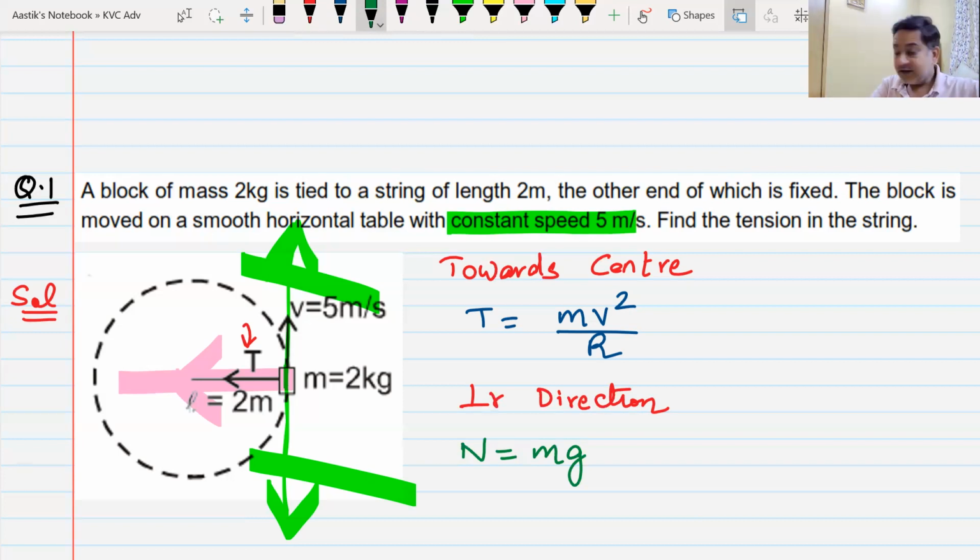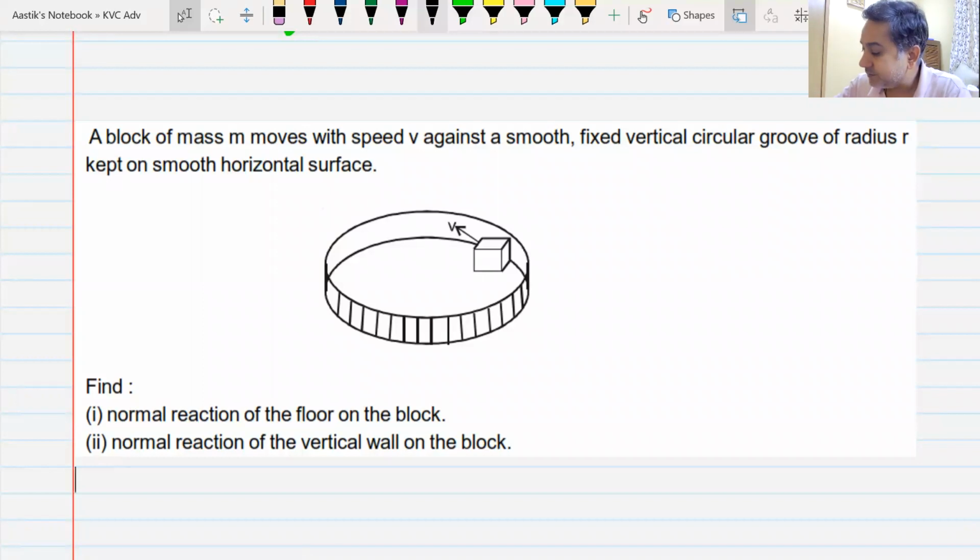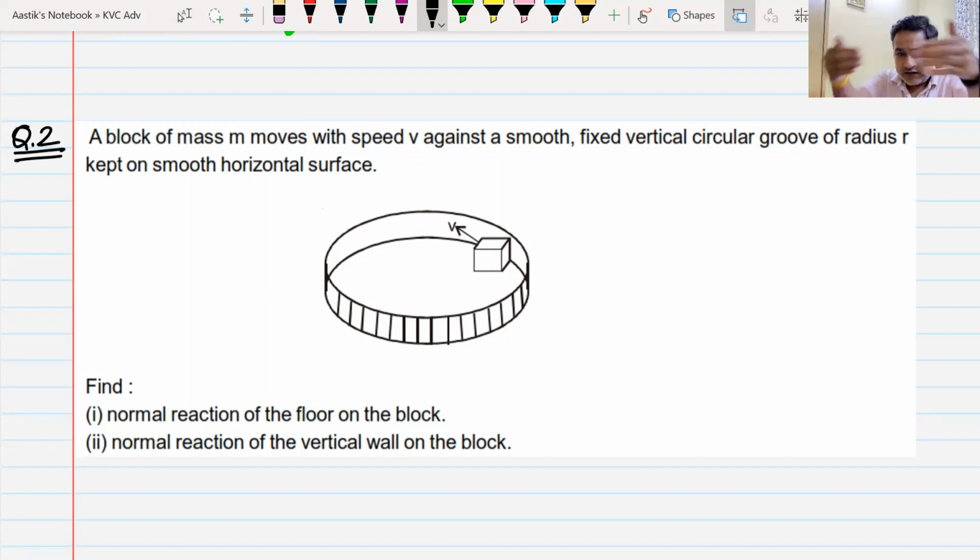If you understand this, then this is a similar question, and I hope that you can get me the answer for this one. A block of mass m moves with a speed v against a smooth, fixed, vertical, circular groove of radius r. So you understand this now? This is just like a groove like this. And a block like this, kept on a smooth horizontal surface. Number one, find the normal reaction of the floor on the block. Number two, the normal reaction of the wall on the block. We have 2 minutes to do this.